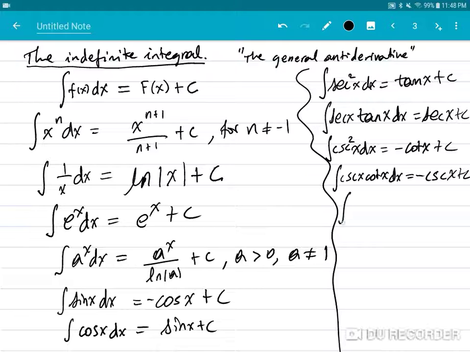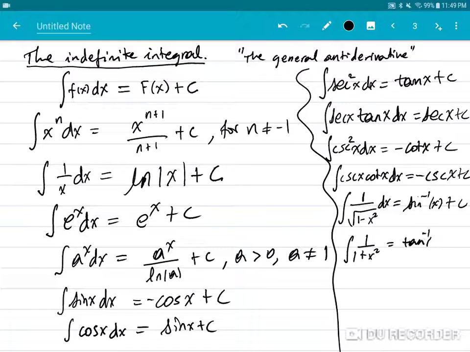And we had the inverse trig functions, their derivatives. So this one is sine inverse of x plus C, and this one is tangent inverse of x plus C. So these are the formulas that we built from our derivative rules.